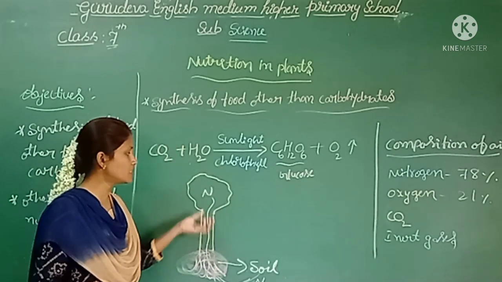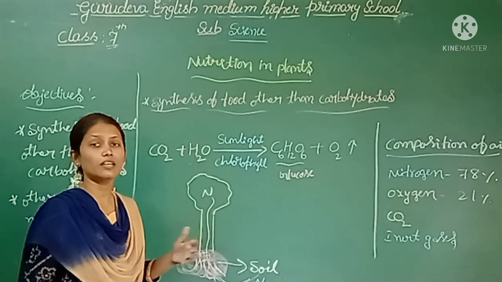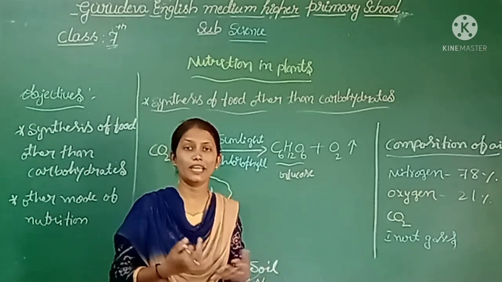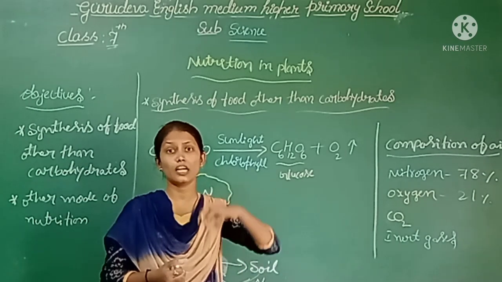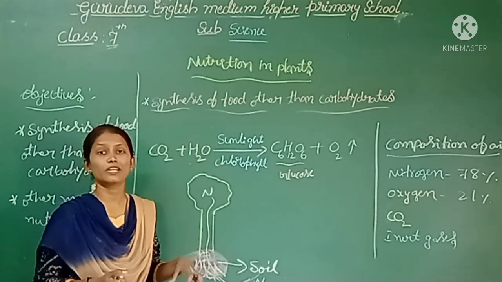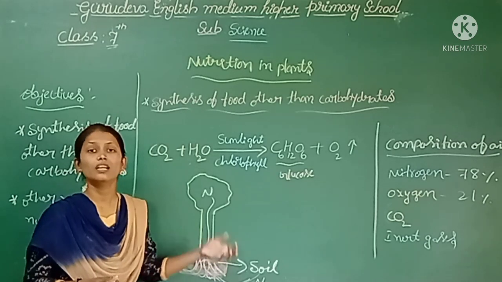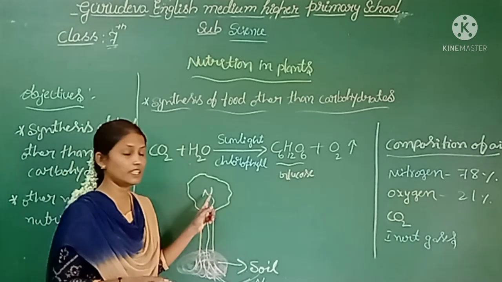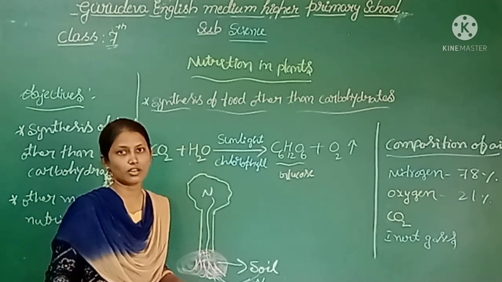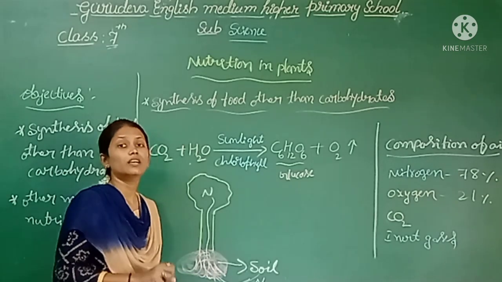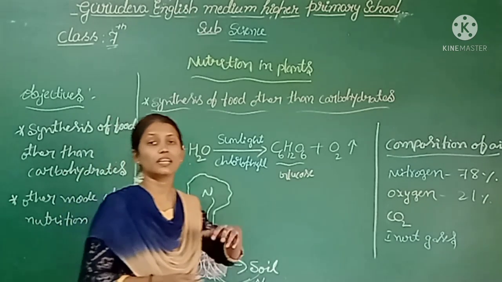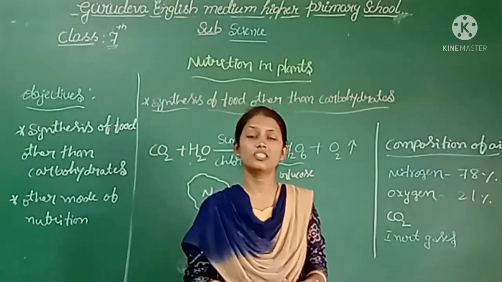Like this, when the nitrogen enters into the plant, then food is prepared. Which food? Protein-rich food is formed. You might have seen that farmers also add fertilizers into the soil. Those fertilizers also contain the nitrogen element. When they add it to the soil, the roots absorb the nitrogen, later it is supplied to the plant. Then the plants are able to prepare a food which is rich in protein.